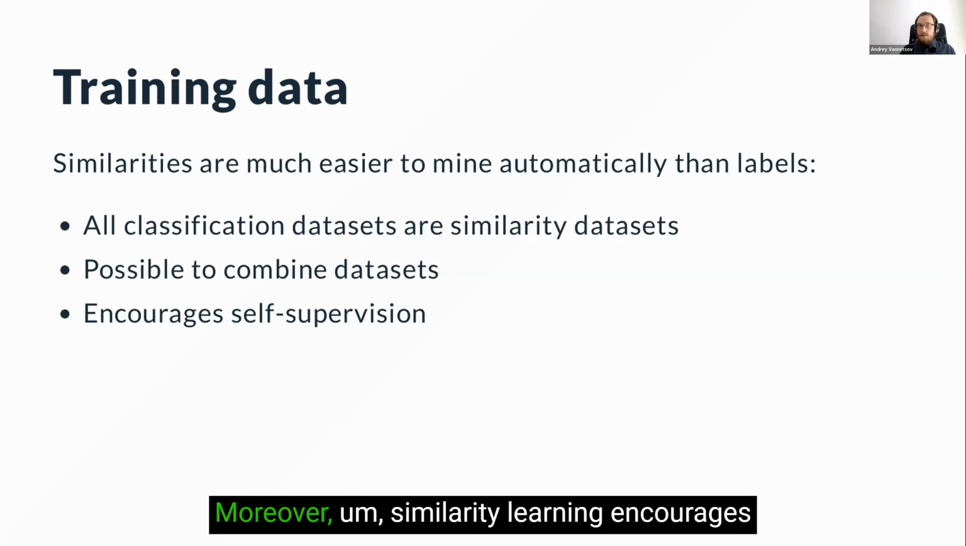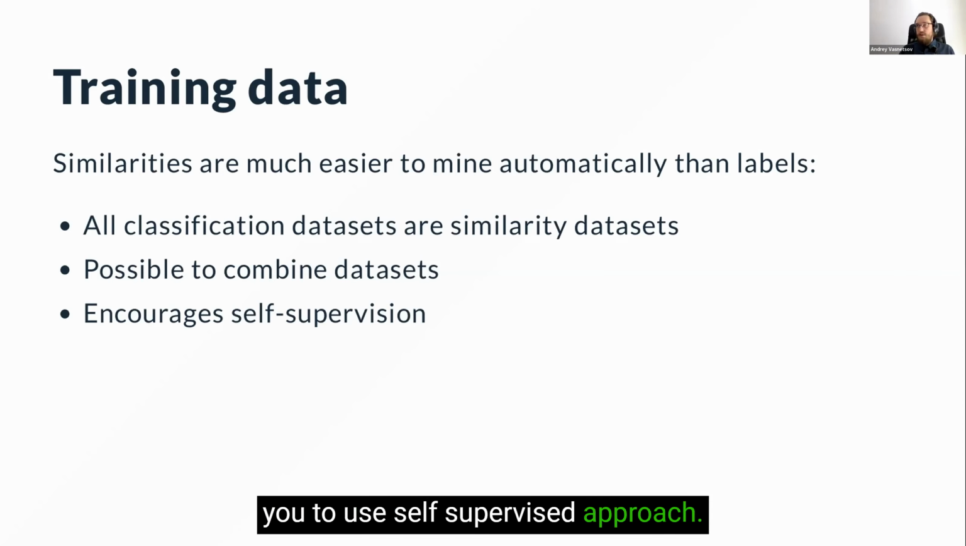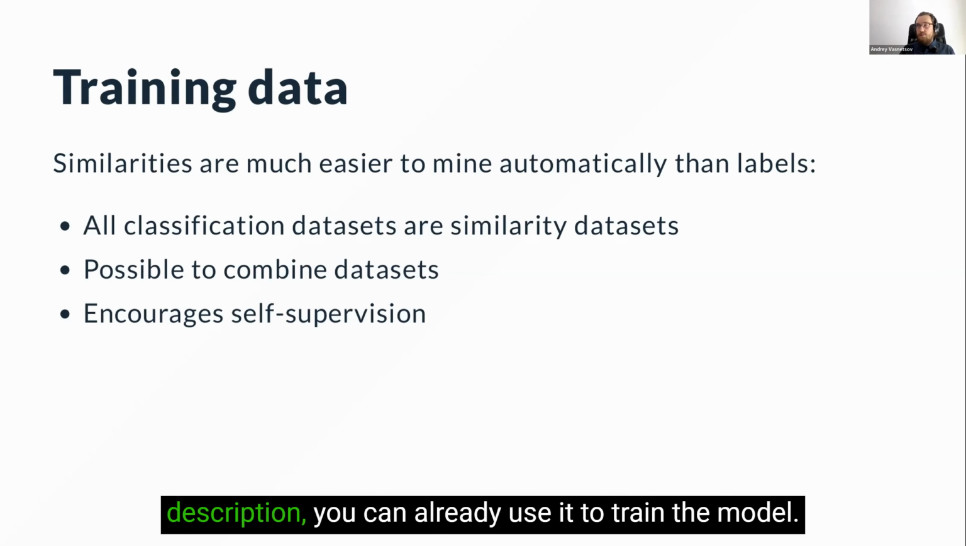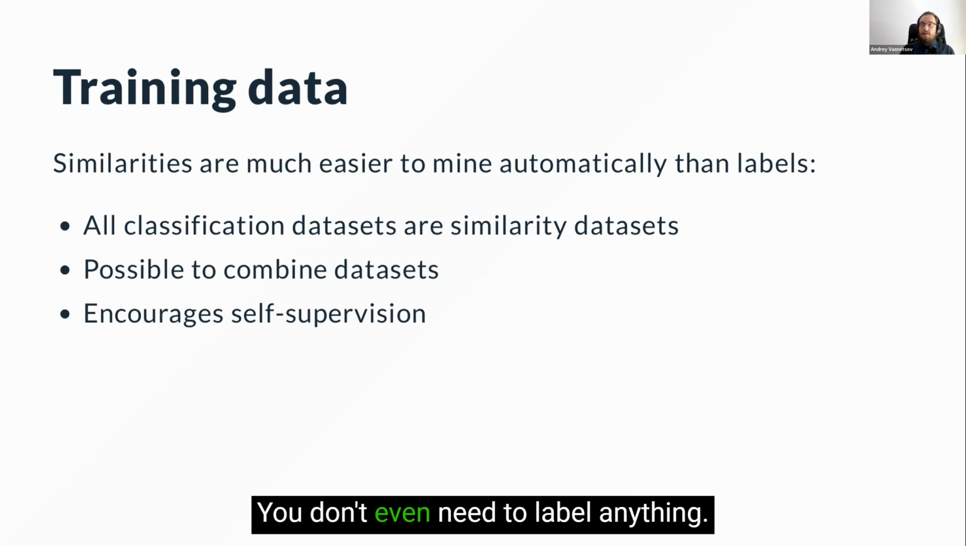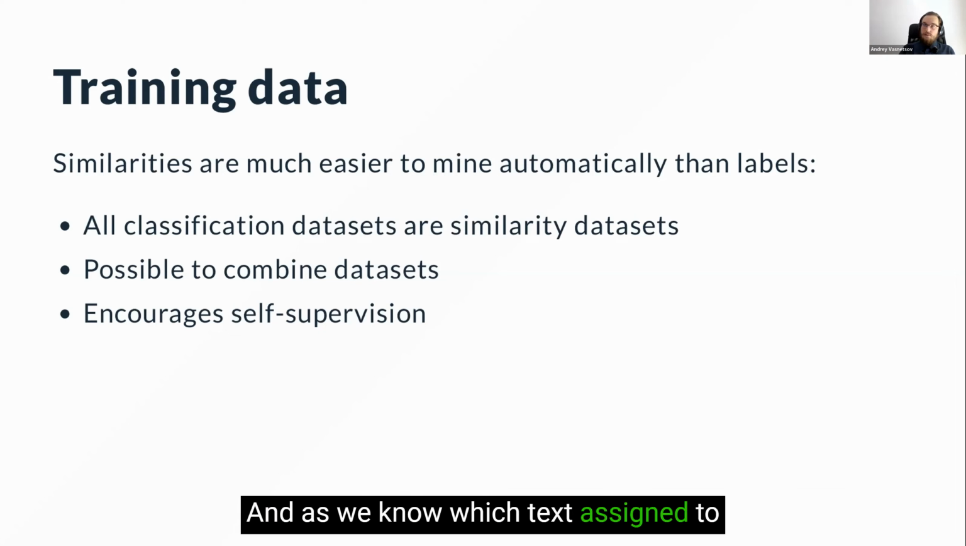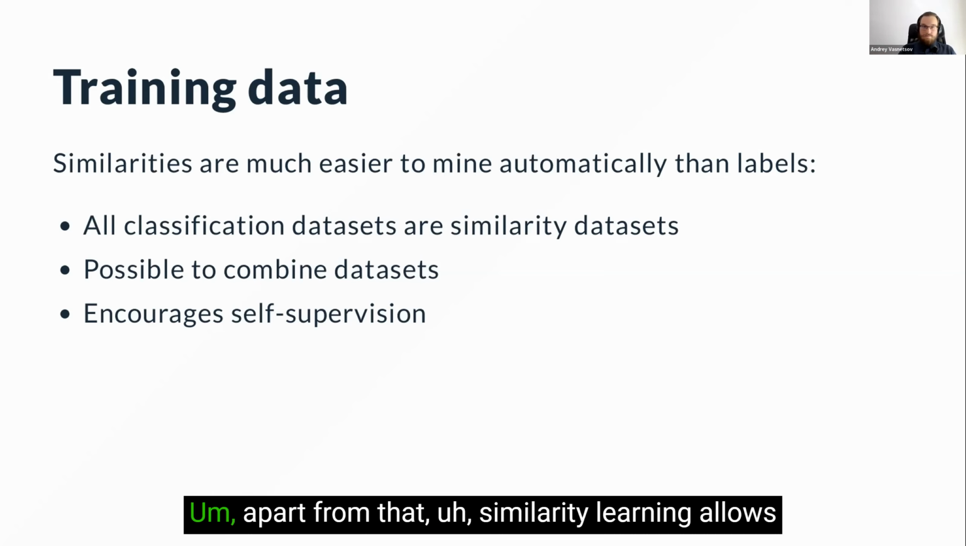Moreover, similarity learning encourages you to use a self-supervised approach. If your data combines multiple components, for example an image of some item and a textual description, you can already use it to train the model. You don't even need to label anything. You just ask the model to compare text and image. And as we know which text is assigned to which image, we already have a pretty large data set of items on Amazon or whatever e-commerce store you have.